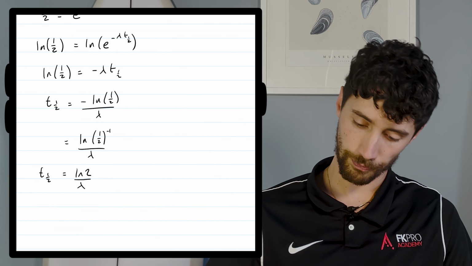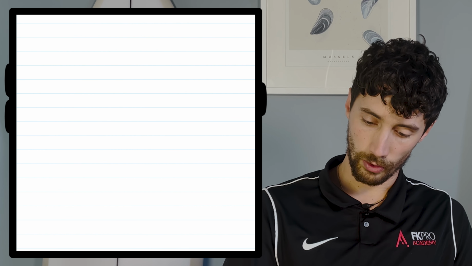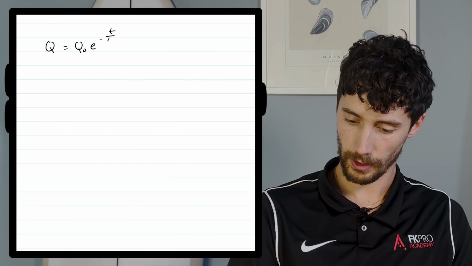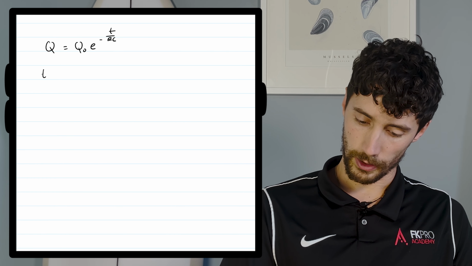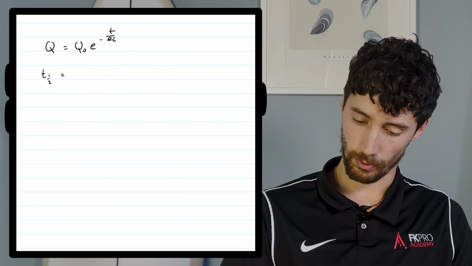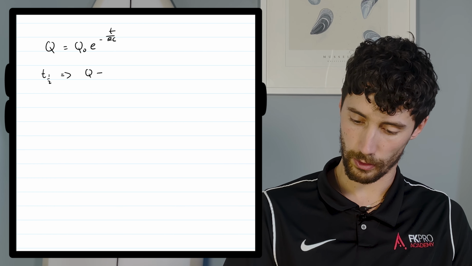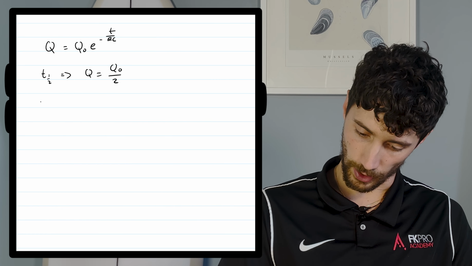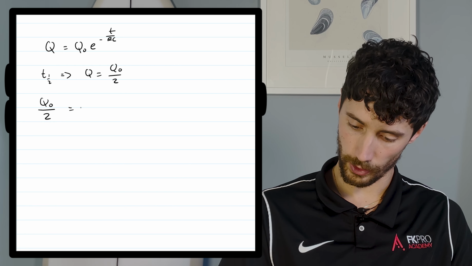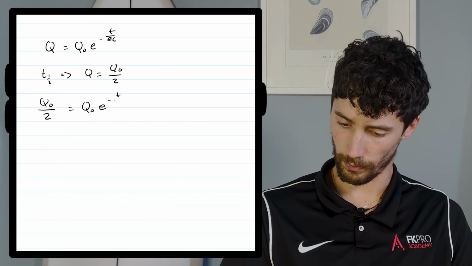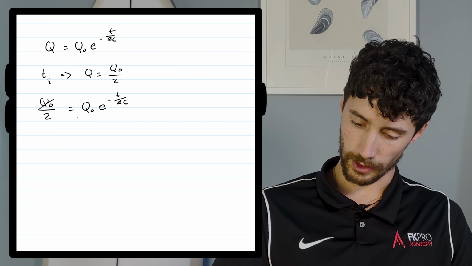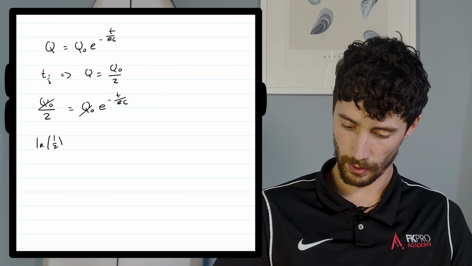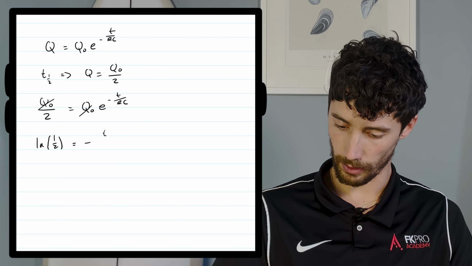Okay, so being able to use logs is really useful for deriving things that you might forget in your exam. We can apply this to capacitors. Q is equal to Q0 e to the minus t over RC. My time to half is when Q is Q0 over 2, so half the initial charge. So I would have Q0 over 2 is equal to Q0 e to the minus t over RC. Cancelling my Q0s and applying a ln, I would get ln of a half is equal to minus t over RC.